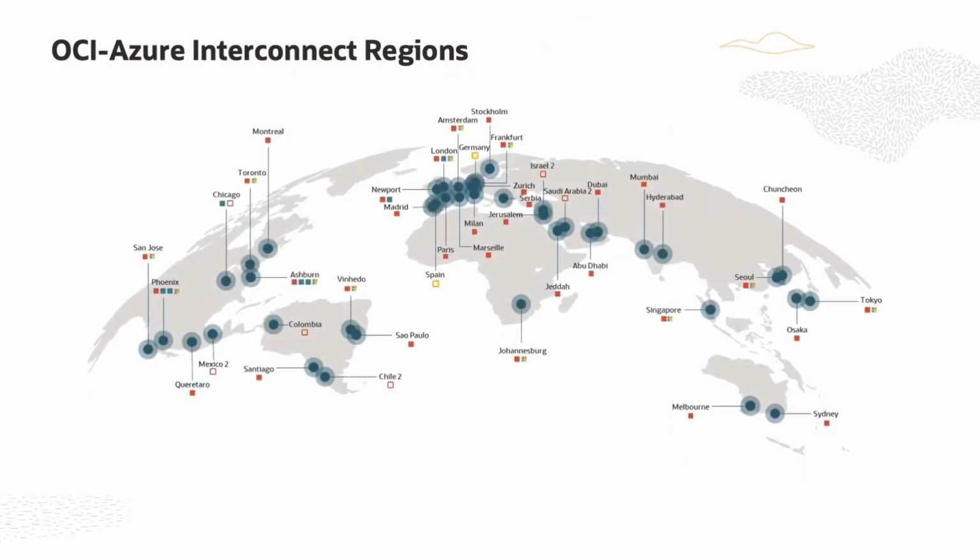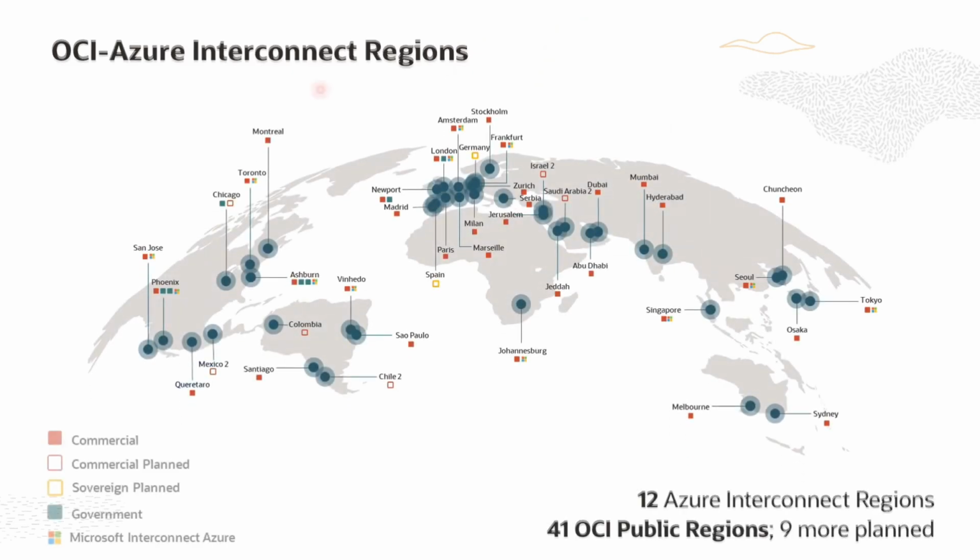So as you can see in this slide, OCI has the fastest growing network of global data centers with 41 cloud regions available, and there are 9 more that are planned. And you also see that there are 12 Azure Interconnect regions. For example, in Ashburn, you have an OCI Azure Interconnect region.